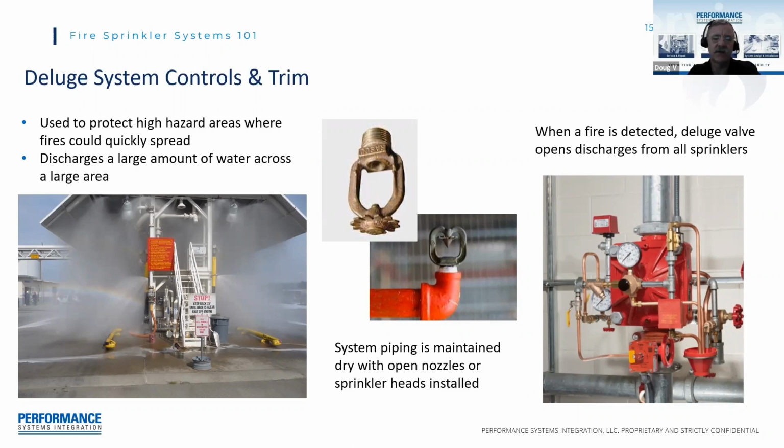So with these deluge systems, you'll have fire sprinklers or nozzles that are open at all times, and when a fire is detected, that deluge valve will open and charge the entire system with water, and all the open sprinkler heads will function at the same time. These are typically found, like you see in the picture here, in fuel depots, aircraft hangars, those kind of areas where fire can spread quickly and you need a lot of water to put it out.